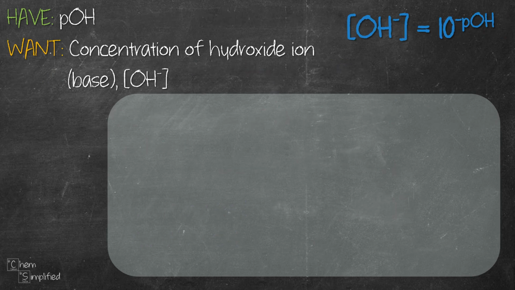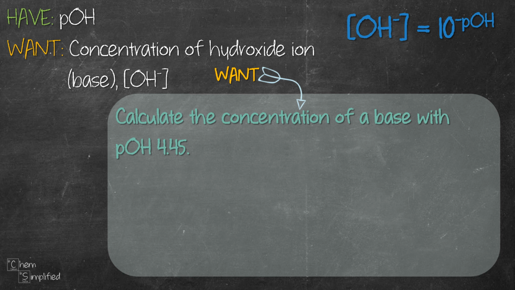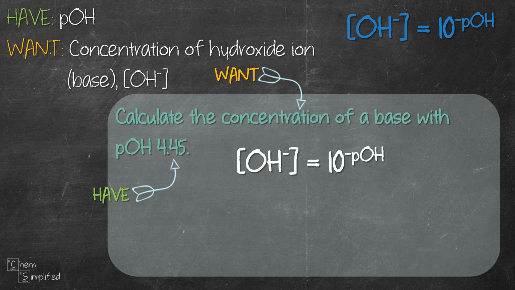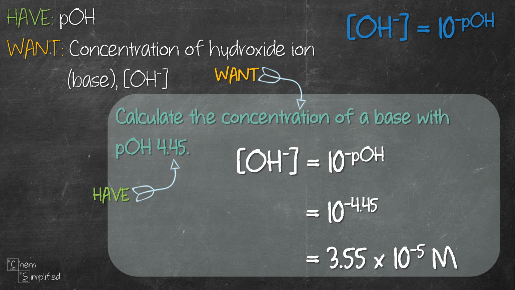Next equation, which is the reverse. So we have concentration of OH- equals the anti-log of negative pOH. We use this when we have pOH and we want to find the concentration of the OH-. The question wants us to find the concentration of a base, which means that's the concentration of OH-, and it gives us the pOH, which is 4.45. So we write out the equation, we plug in the value for pOH, take the anti-log of negative 4.45, and we get 3.55 times 10 to the negative 5 molar. Remember to include the unit molar for concentration.